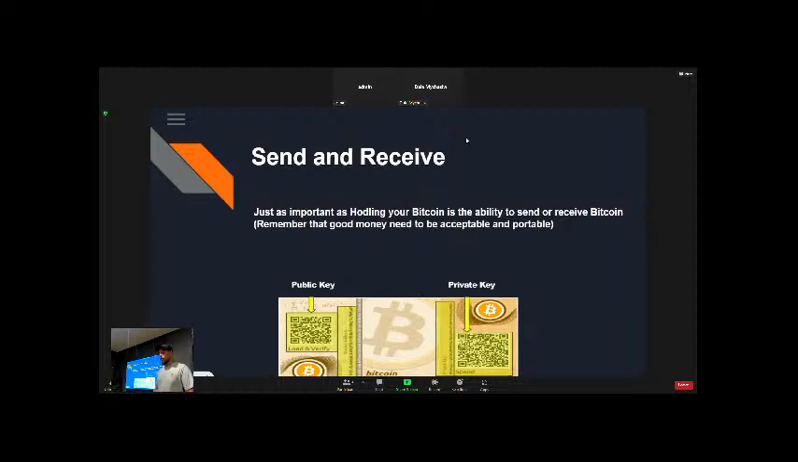So here we see a visualization of public and private keys. Your public key, anyone can use. Anyone can see it. It's transparent. It's auditable. So someone can look up your address on the public ledger and see how much has been sent, how much has been received.